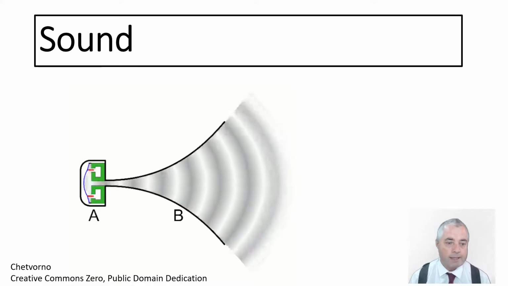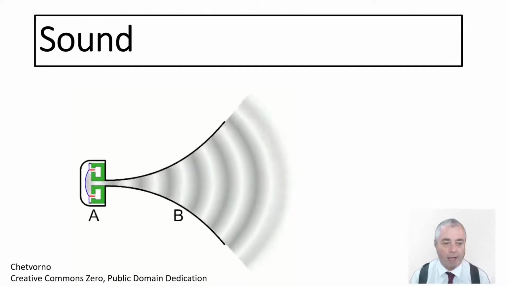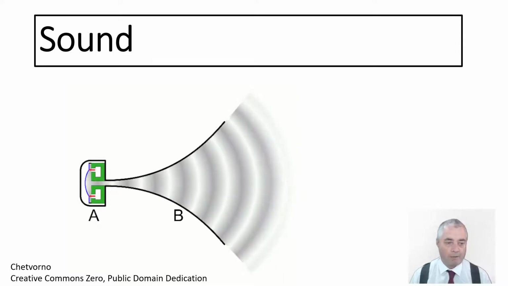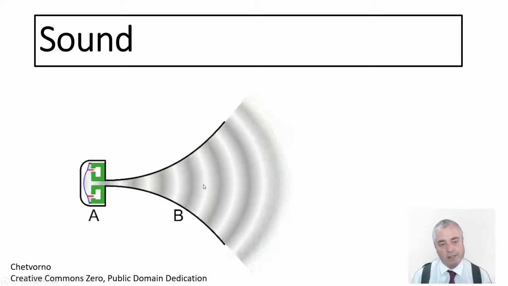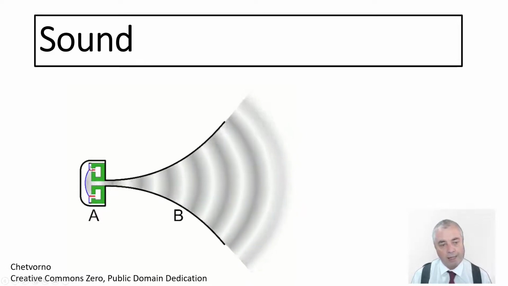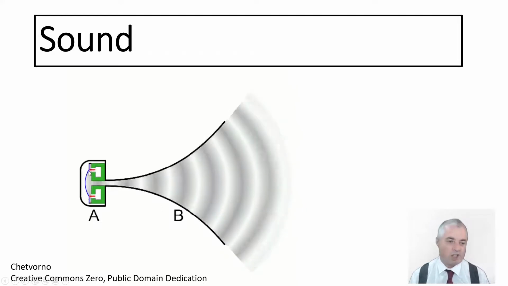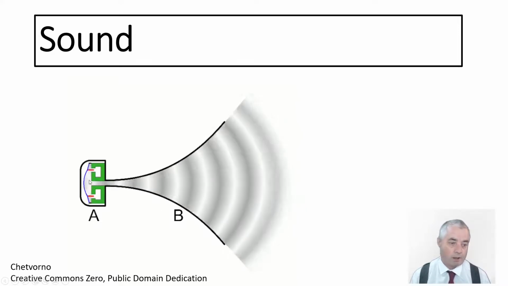And sound is the same. If you want to think about how you're hearing my voice, somewhere on your phone or your computer or your tablet there is a loudspeaker, and this shows how a loudspeaker works. Loudspeakers have a thin layer called a diaphragm that vibrates backwards and forwards. It's normally made out of card.